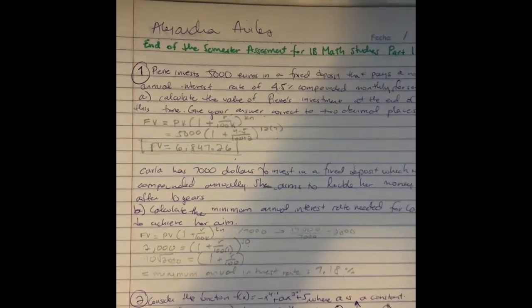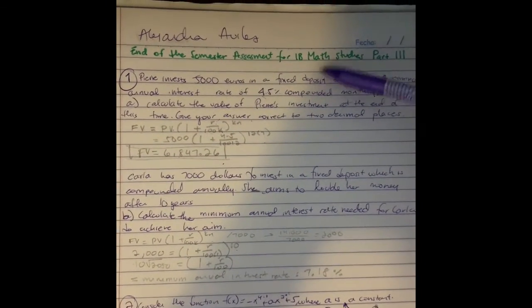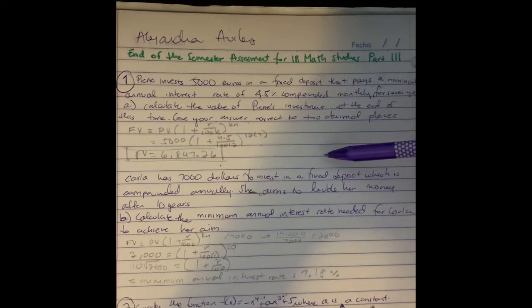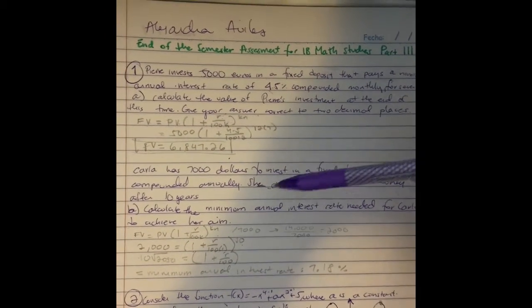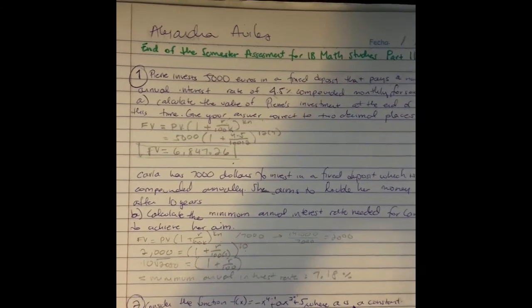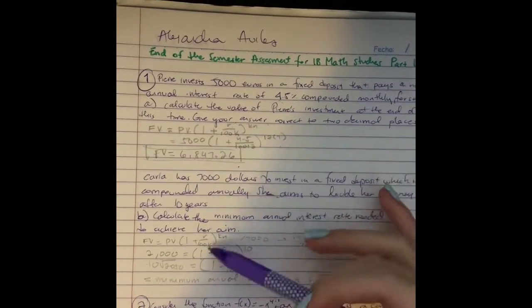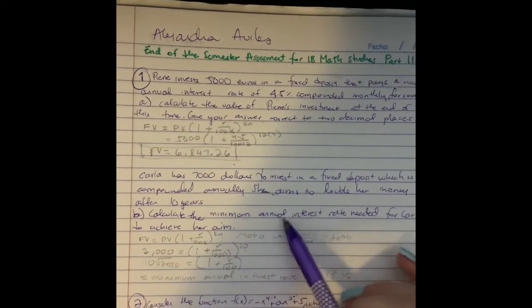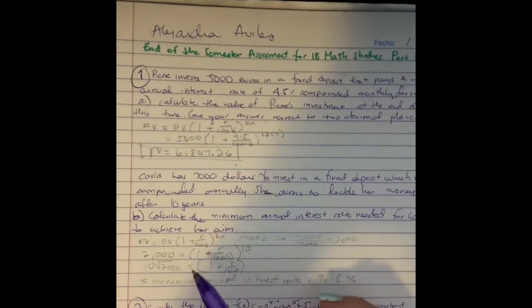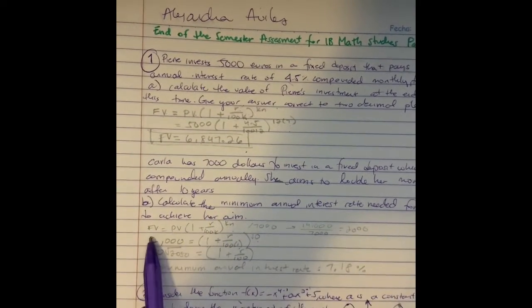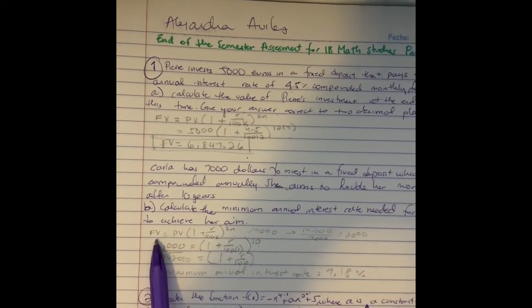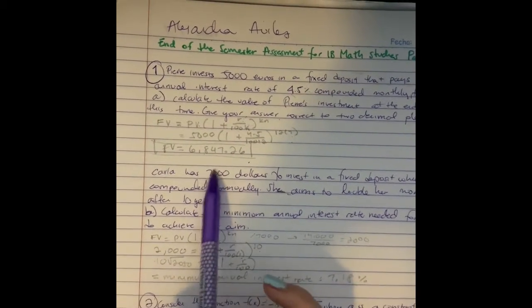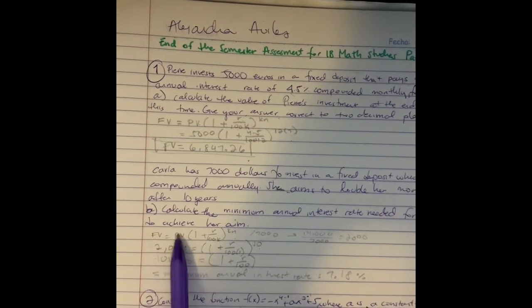For the next problem, it tells us that Carla has $7,000 to invest in a fixed deposit, which is compounded annually. She aims to double her money after 10 years. So what we can do here is the same thing as the top. We just have to solve for the minimum annual interest rate now. We know that the future value would be 14,000 because she wants to double her amount, and we started off with 7,000. And the present value is 7,000.